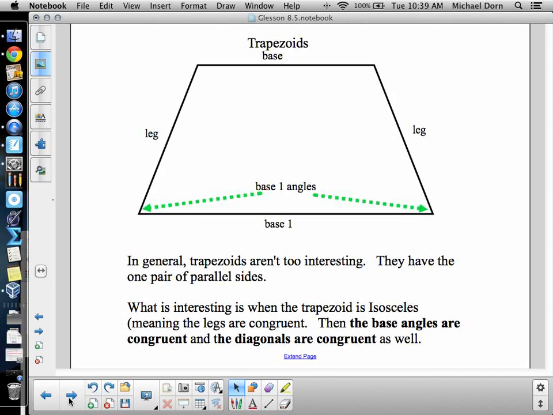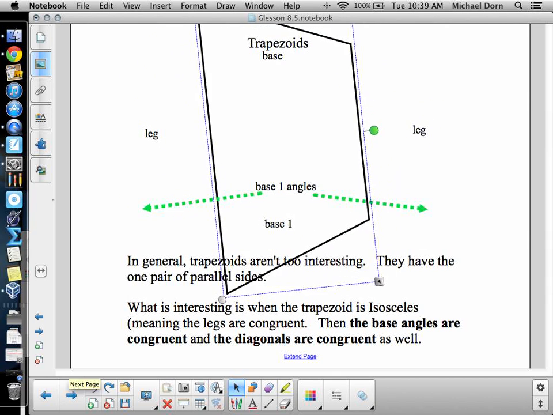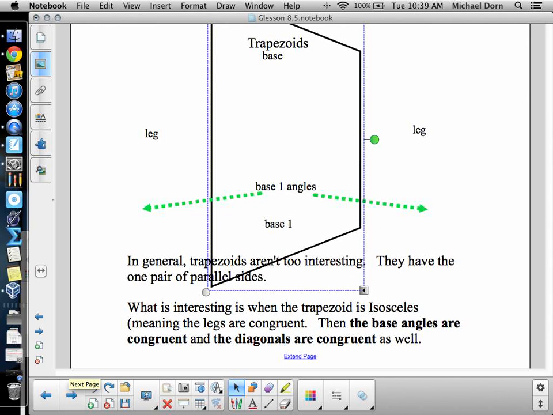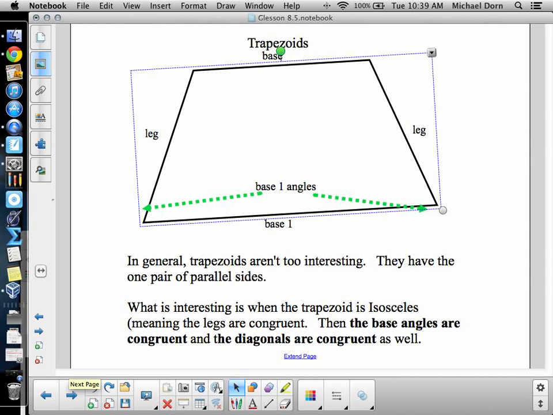So we've got two bases, the parallel sides. The bases could be on the top or the bottom, and I could rotate this trapezoid. This isn't going to be pretty because the words didn't rotate with it. But the two parallel sides are still the bases. Okay? Base has nothing to do with bottom.